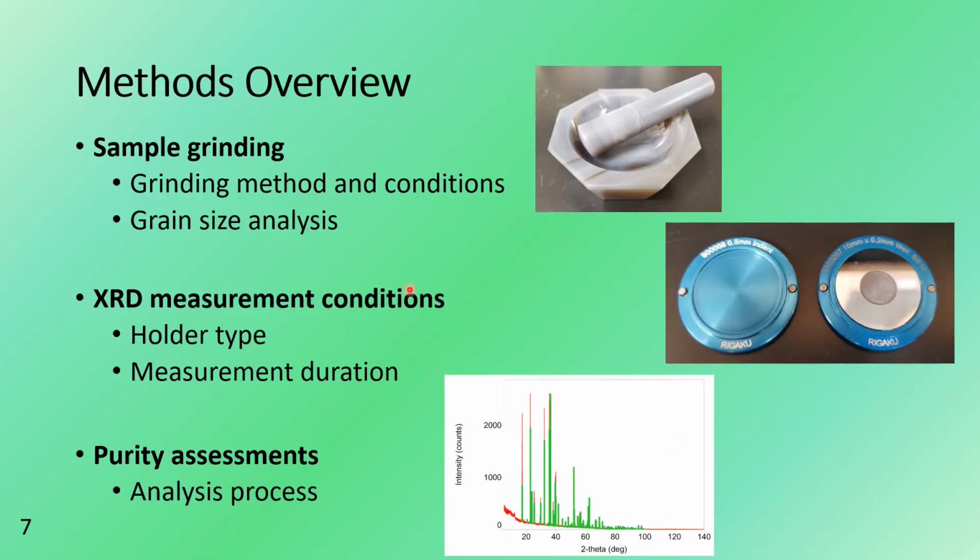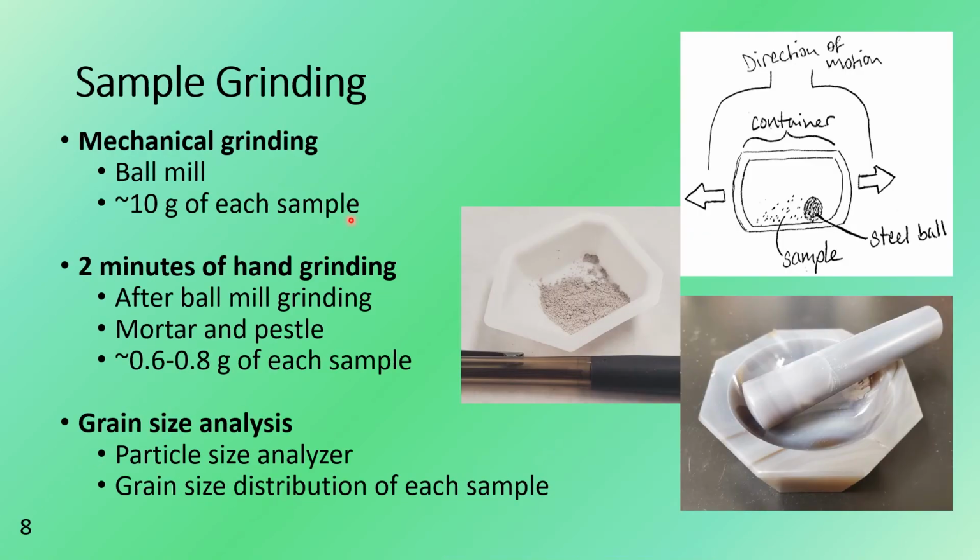So now to get into methods, there'll be 3 main points to discuss. The sample grinding, including the conditions and the grain size analysis that I did, and then XRD measurement conditions, specifically talking about sample holder type and measurement duration, and then purity assessments, where I'll discuss some of the analysis process. So, right into it with sample grinding.